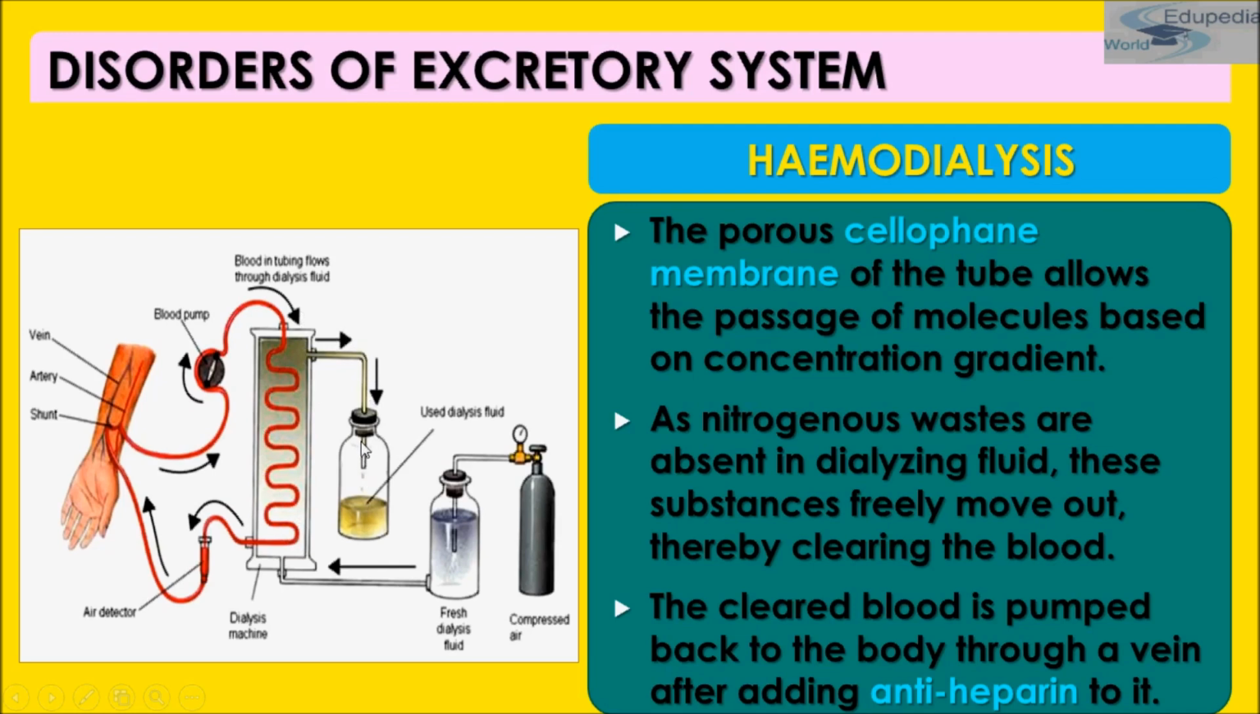through the cellophane membrane it allows the passage of the molecules based on the concentration gradient, and then the blood is warmed to the body temperature, and then it is injected into the veins of the patient. See, this is the vein, so it is injected into the veins of the patient, okay, by adding the antiheparin to it so that it can restore its coagulability.